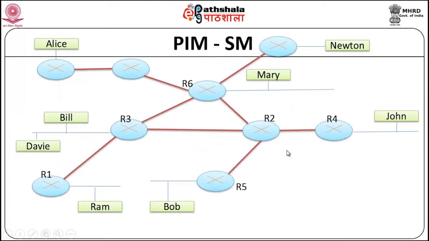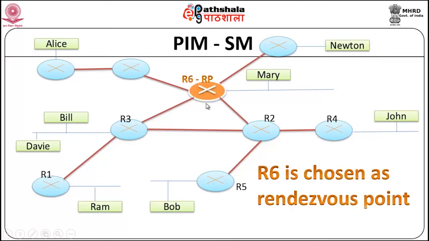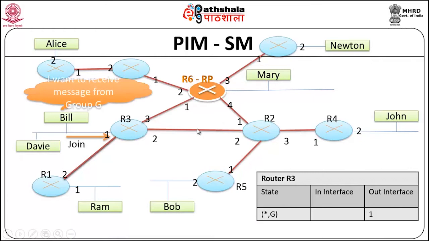So, a quick example again to understand this. Let us say for instance we have a set of routers here, and R6 will be our RP. Let us assume that R6 is chosen as the RP, and now let us have some members in the group. So for instance, Alice wants to join a group called G. What is it that Alice will do?